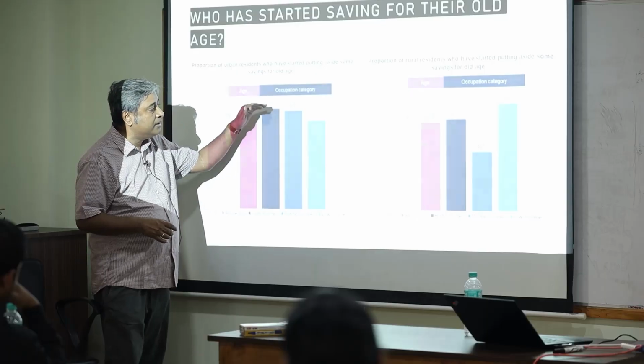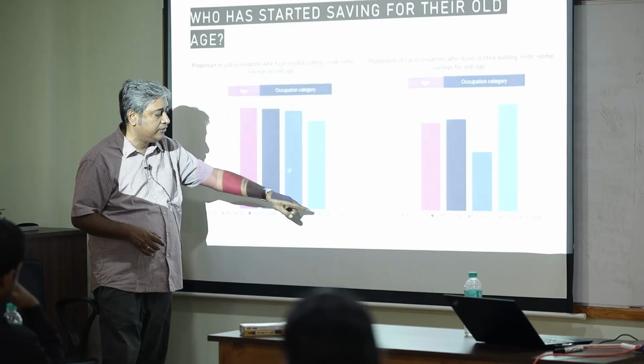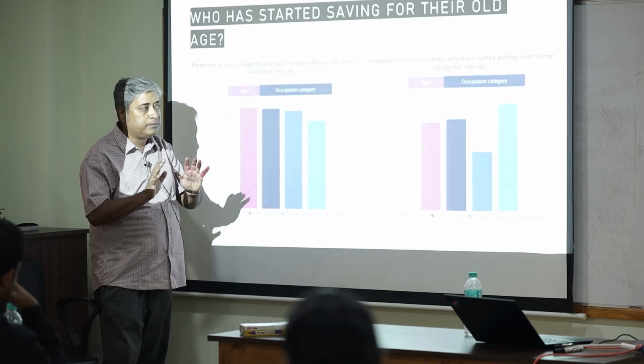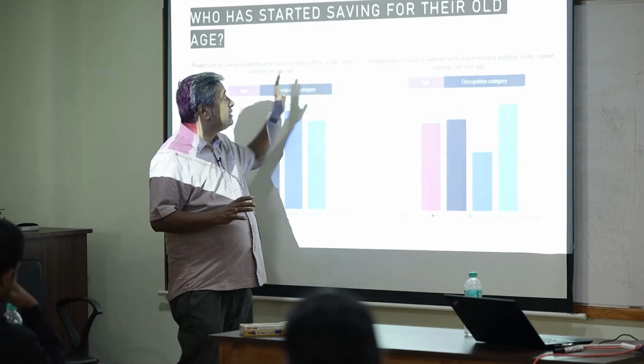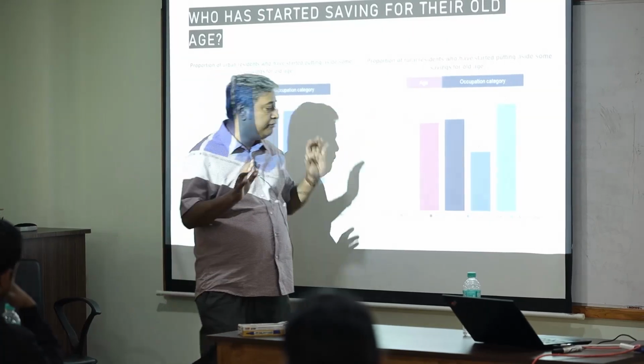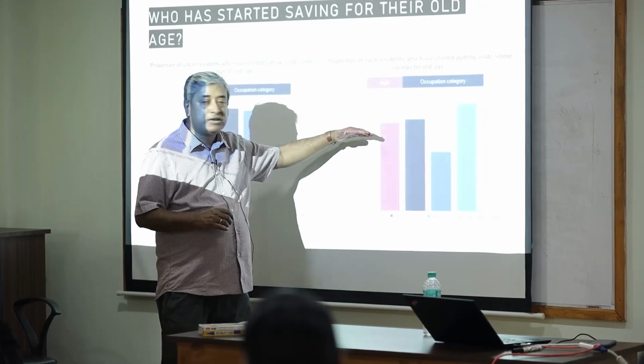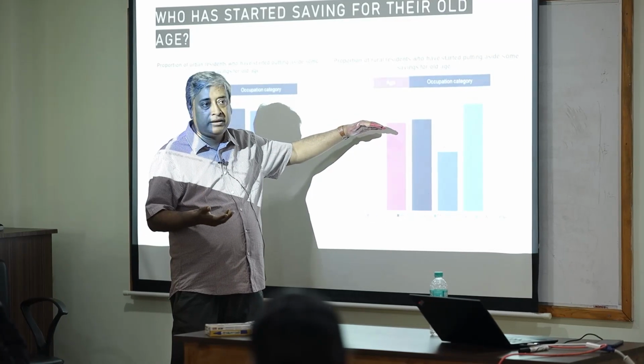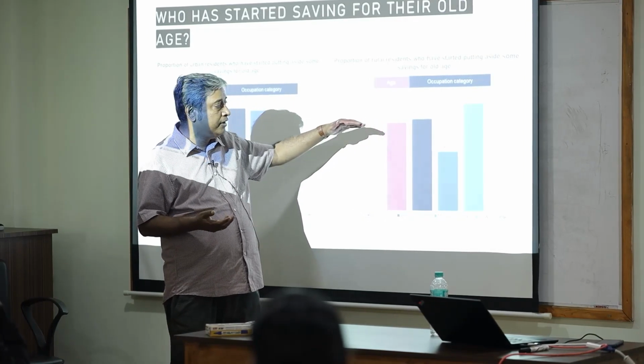If you look at income-wise, it drastically comes down at the low income level. At the low income level, 72% have started putting aside some money. This is urban. In rural, it is a very, very interesting scenario. The proportion of people actually putting aside some money for retirement is much, much lower.